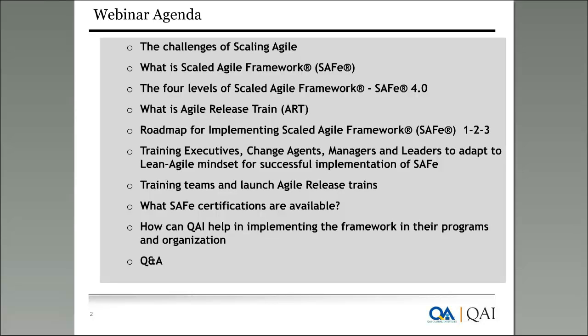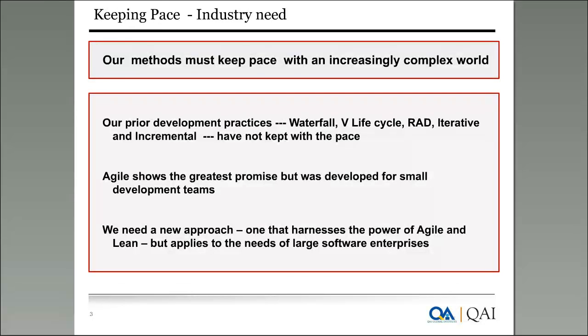So the implementation roadmap that I will be talking about is based on a lot of implementation experiences, and there are a lot of case studies. If you go to scaledagileframework.com, in fact, Scaled Agile Incorporated has come up with this model of implementing the Scaled Agile Framework in 1, 2, 3 steps. This is again based on the distilled knowledge of implementing this framework across multiple enterprises and multiple programs. Yes, so it's based on that.